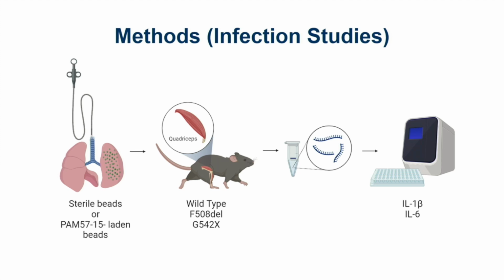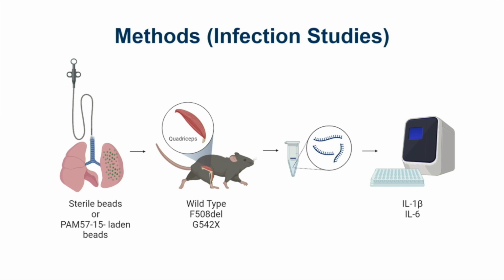We also wanted to look at the impact of infection on myokine expression. So to perform our infection studies, we took wild-type, Delta F, and G542X mice, and we administered either sterile beads or beads that were laden with PAM 5715, which is a clinical isolate of Pseudomonas aeruginosa. We administered these beads to the mice via bronchoscopy. 3 days after bead administration, the quadriceps was harvested from these animals. We chose the 3-day time period because if there's going to be an inflammatory response, the peak of it would occur at 3 days after bead administration.